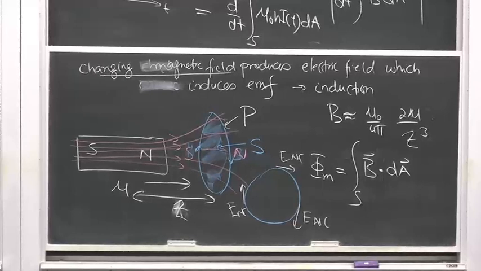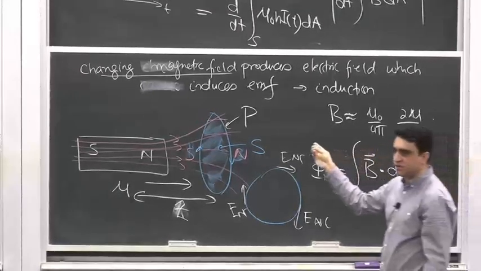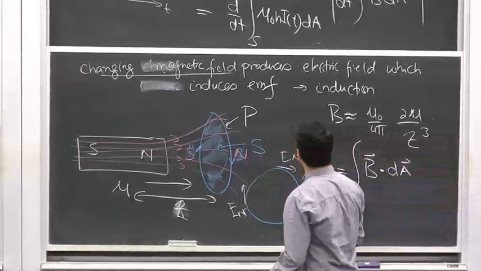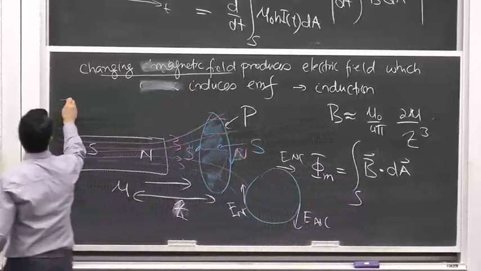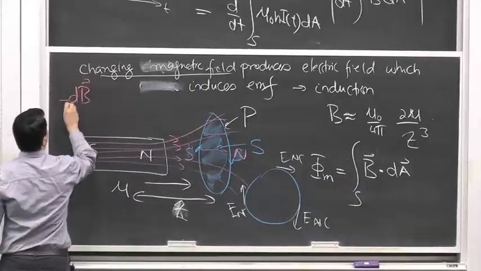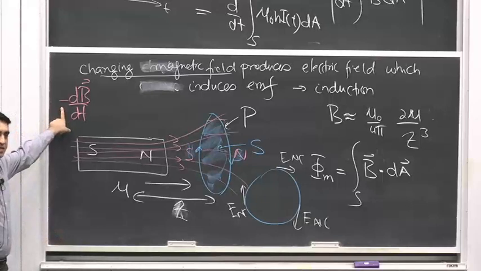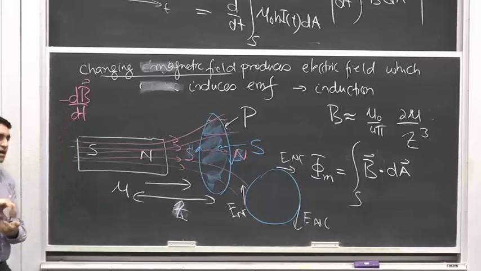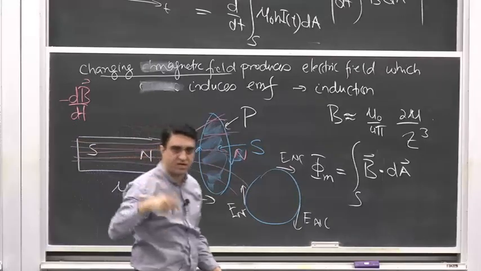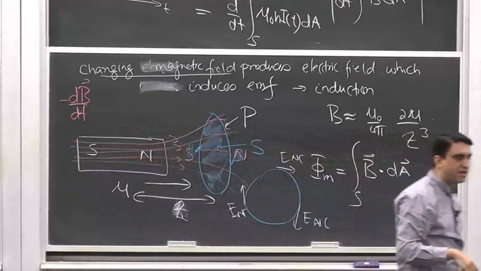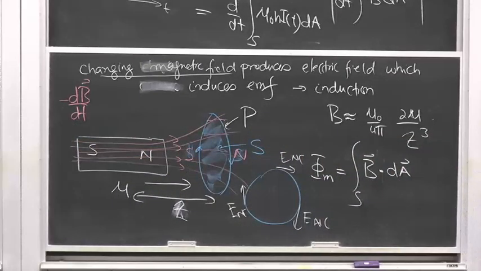Is there confusion about direction of them? So always first find the direction of minus dB by dt. Take the thumb as the direction of minus dB by dt, and the finger would give you the direction of the non-Coulombic electric field, and that would also be the direction of the induced current as well.